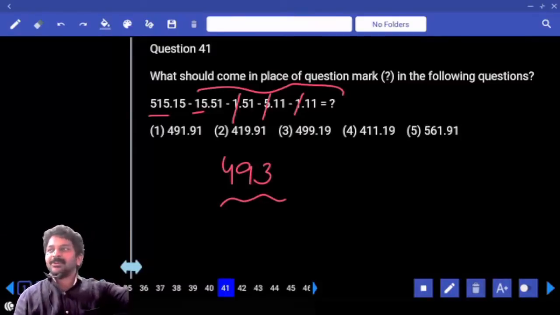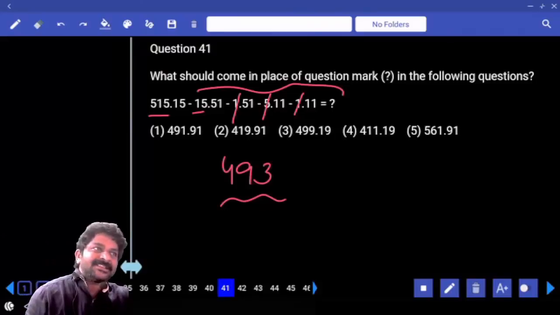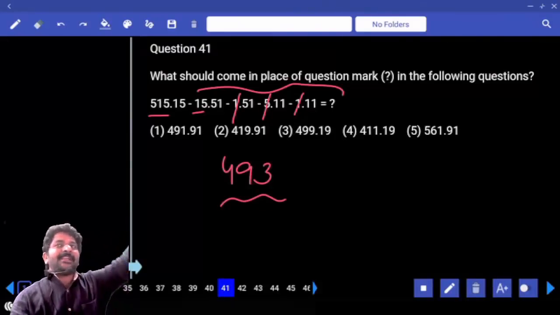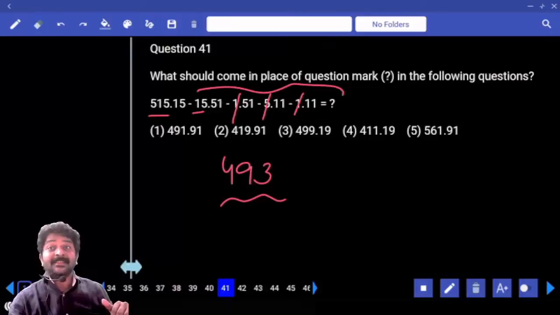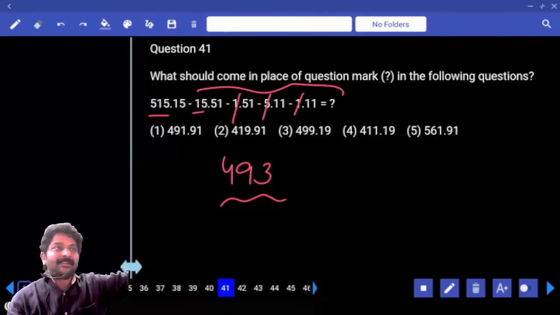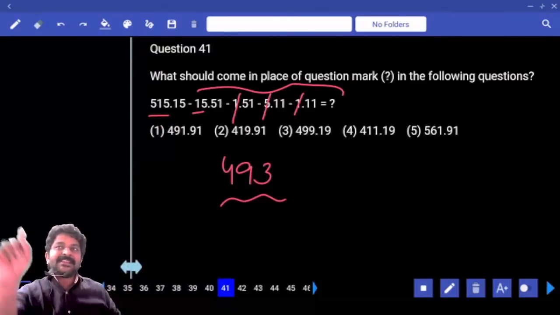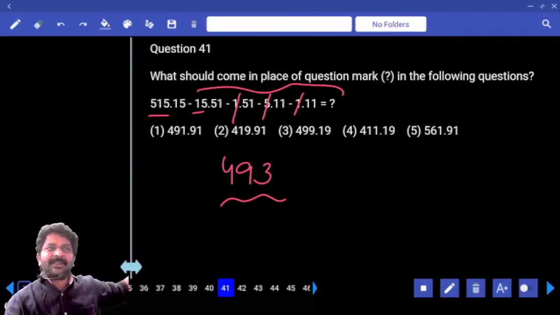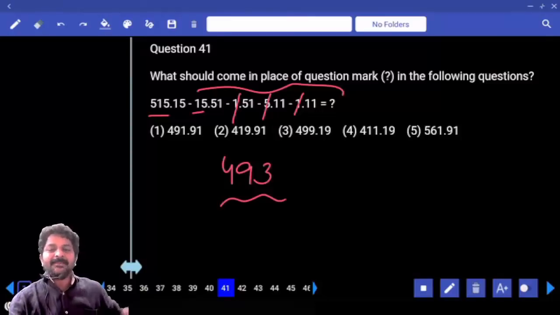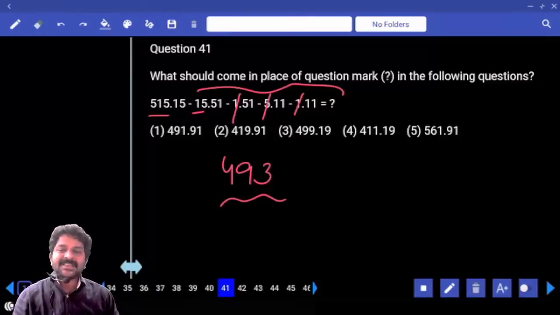Now the integer is over. We have to concentrate on the decimal only. Is our answer going to be more than 493 or less than 493? Why less? Because the remaining numbers are negative numbers, correct? So as it is a decimal number, the answer must be very close to 493 only, but less than that. Can it be the first option? Possible. Second, third, fourth, fifth, done.